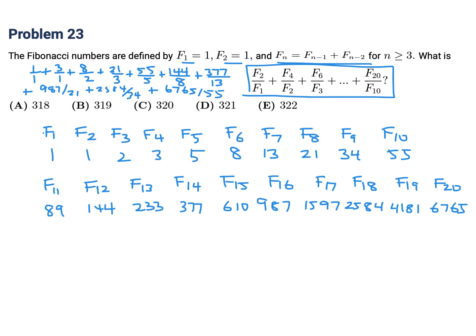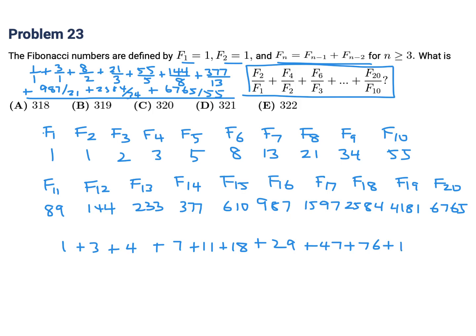Yeah. Okay. Then if you just add all these guys up, it's going to be 1 plus 3 plus 4 plus 7 plus 11 plus 18 plus 29 plus 47 plus 76 plus 123. And when you add up all those numbers, it is 319. Therefore, the answer is B.